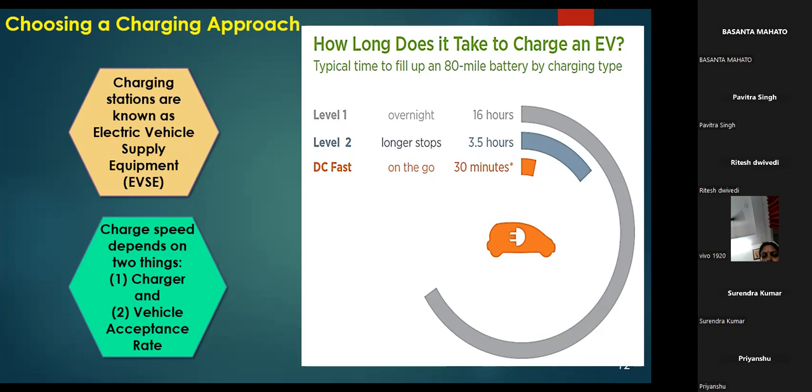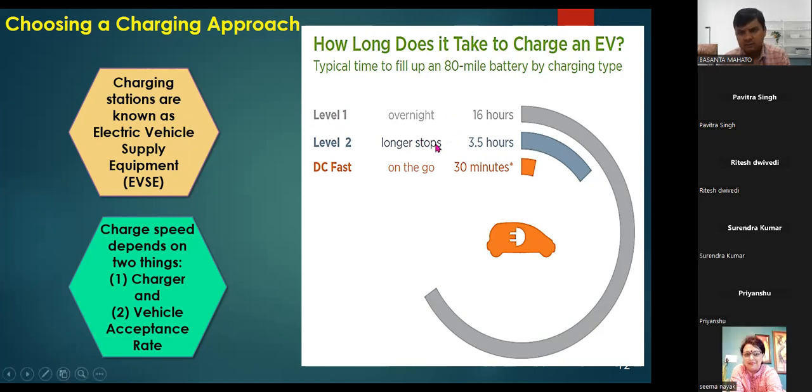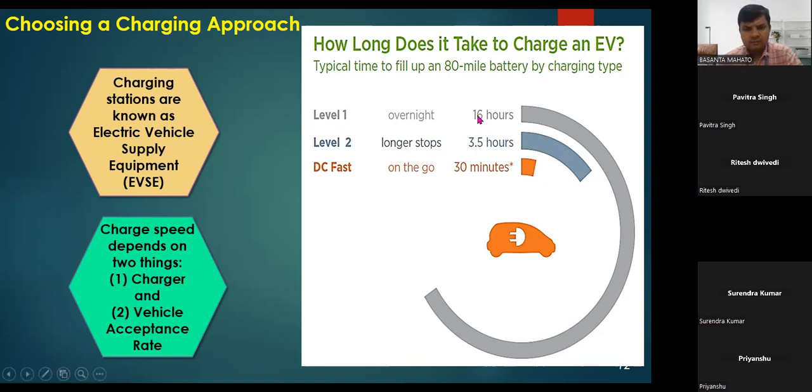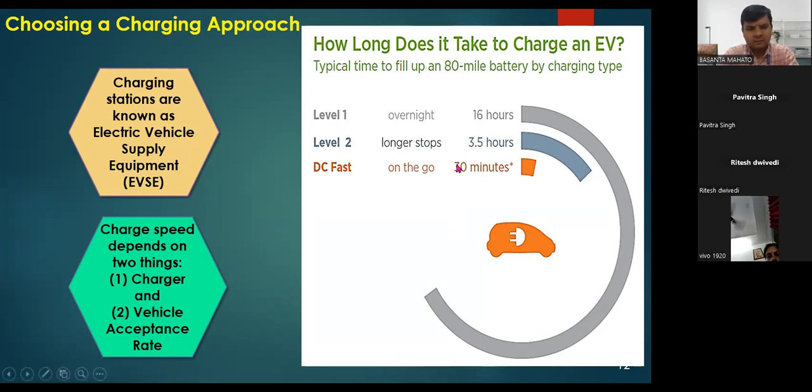Charging speed depends on two things: the charger and the vehicle acceptance rate. So the charging speed depends on the charger rate, meaning how much voltage the charger supplies to charge this battery. So the time of charging depends on the charger and the capacity of the battery. So these three levels are used in the electric vehicle charging system.